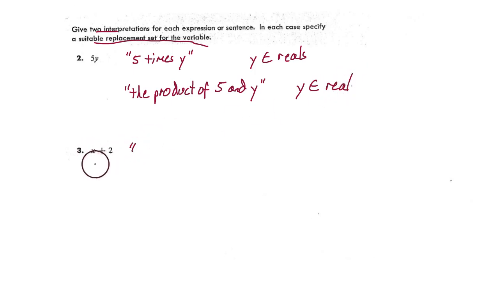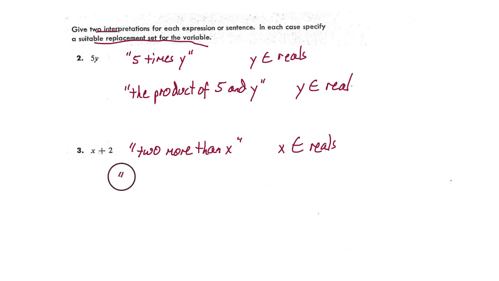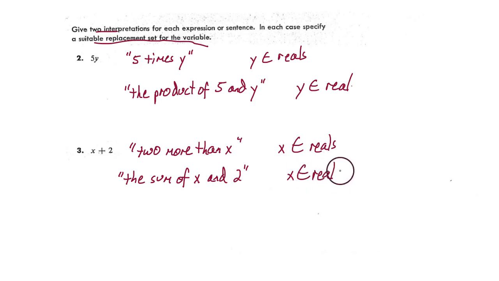Number 3, what's an interpretation? Well, how about 2 more than x? What's an appropriate replacement set for x? What kind of numbers could you add 2 to? Probably any real number. So x could be any real number. Let's make another interpretation. How about this is the sum of x and 2? And again, you could make sums with any real number. There's no reason to limit ourselves to positive numbers only or integers or anything like that.